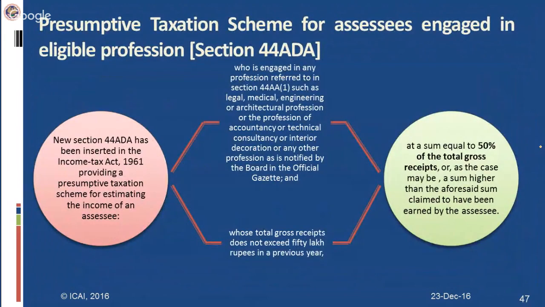Now, presumptive taxation scheme for assessees engaged in eligible profession. So far, assessees engaged in eligible profession are not covered under section 44AD. Businesses are covered under 44AD basically. So in order to introduce a presumptive tax scheme for small professionals having a lower turnover, a presumptive taxation scheme has been introduced this year for assessees engaged in eligible profession by insertion of section 44ADA. Which are the professionals who can opt for the scheme? Those engaged in any profession referred to in section 44AA(1), such as legal, medical, engineering, architectural profession, profession of accountancy or technical consultancy, or interior decoration, or any other profession as is notified by the Board.